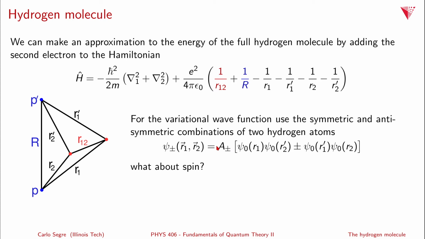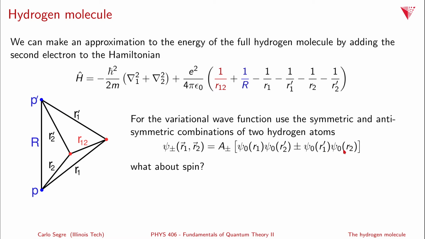They have a normalization constant A plus/minus, and then you have psi 0 of R1, psi 0 of R2 prime, plus or minus psi 0 of R1 prime, psi 0 of R2. So this means electron 1 around the unprimed proton, electron 2 around the primed proton, and vice versa.